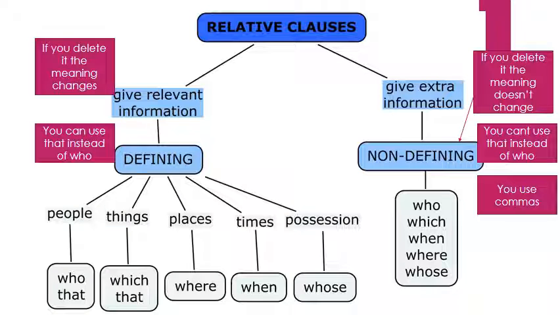As we said before, a relative clause is a sentence which gives information about what? About a noun. A sentence which gives information about a noun. There are two types of relative clauses.